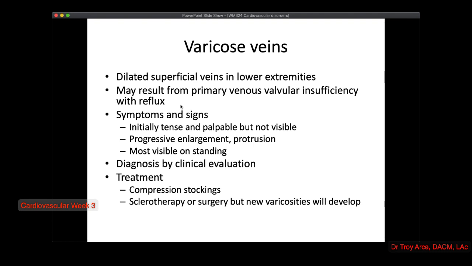Varicose veins. These are dilated superficial veins in the lower extremities. They may result from primary venous valvular insufficiency with reflux. Signs and symptoms: initially tense and palpable but not visible, then progressive enlargement and protrusion, mostly visible on standing. Diagnosis is by clinical evaluation. They use compression stockings. You can buy them at Walmart or any drugstore. Sclerotherapy or surgery, but new varicose veins will develop after.